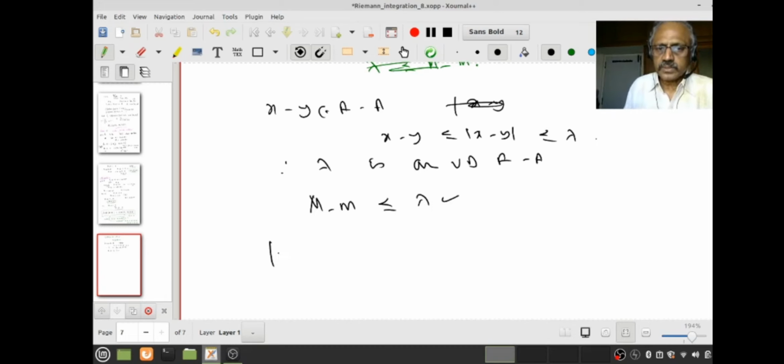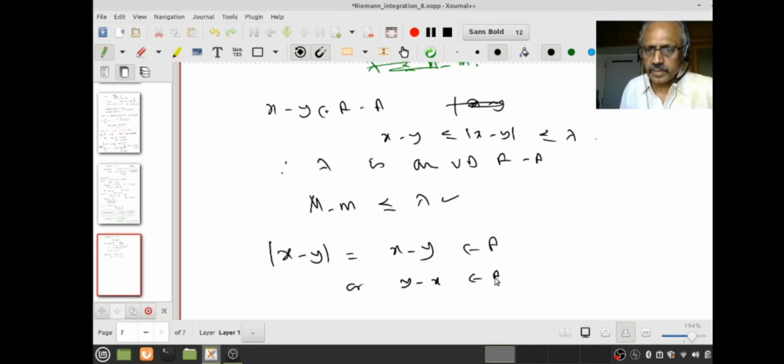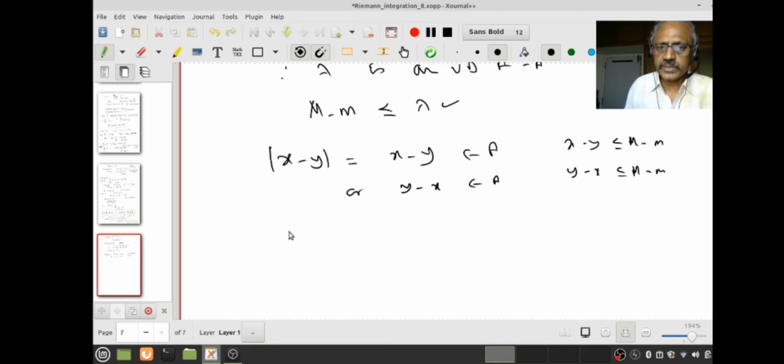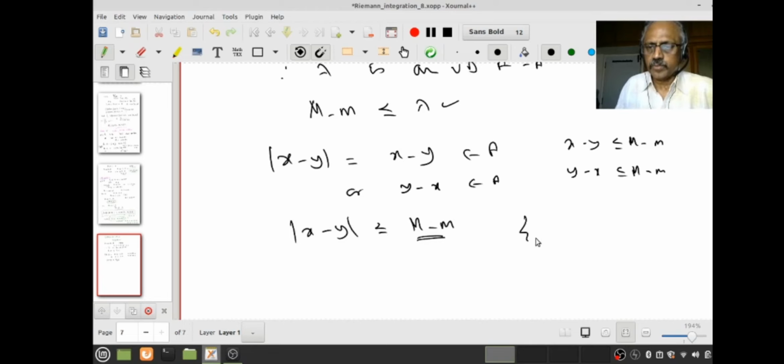Right. Next, what do I have to do? Now let's look at mod x minus y. This is either x minus y or y minus x. This belongs to A, this belongs to A. Right. Therefore what do I know? But x minus y is less than or equal to M minus m, and y minus x is less than or equal to M minus m. Therefore mod x minus y is less than or equal to M minus m. Therefore capital M minus small m is an upper bound for this set.